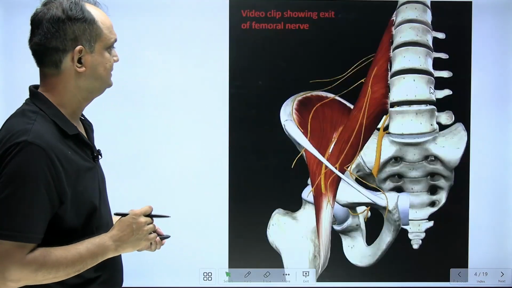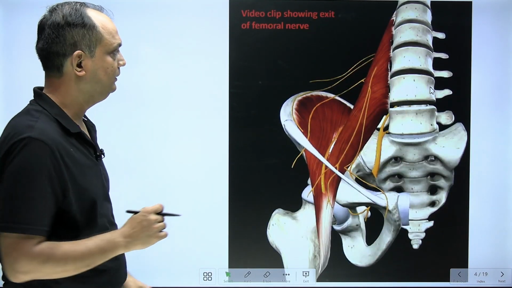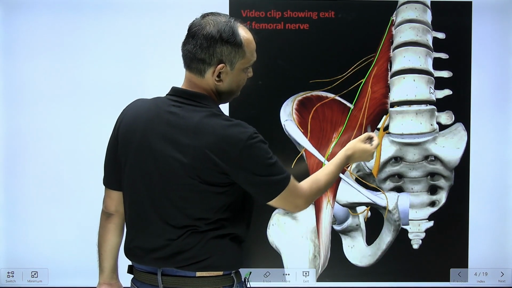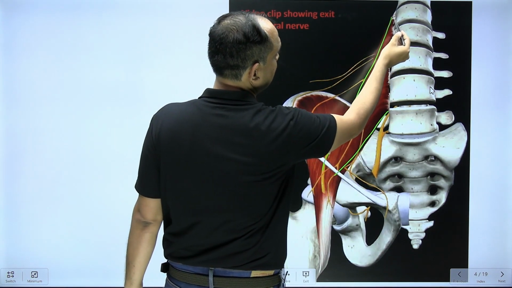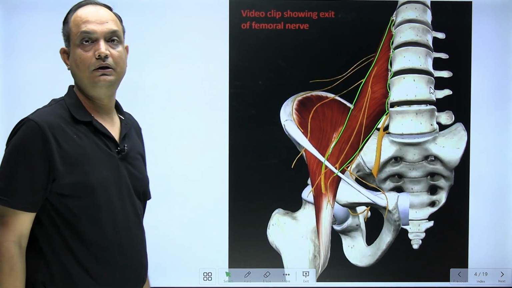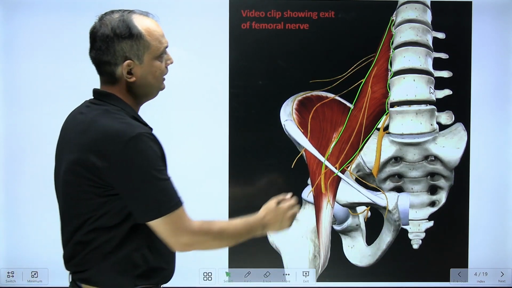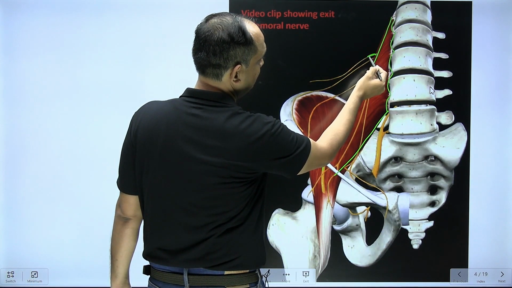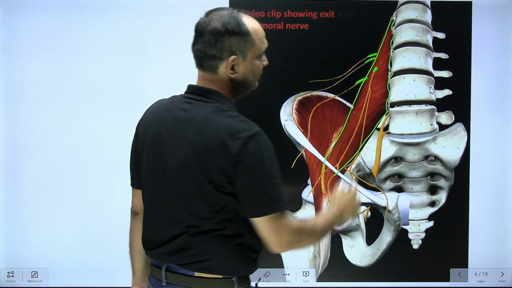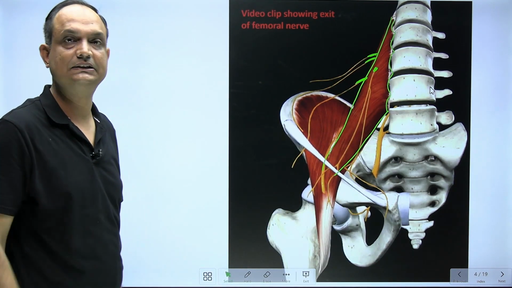So let's see in this diagram here. Now here what you are able to understand, that this is your psoas major muscle. You can see this psoas major. Now this psoas major has its attachment here on the side of your vertebral column in the lumbar region. Now here you can see that nerves are coming out from the psoas. So it looks like they are piercing the muscle.